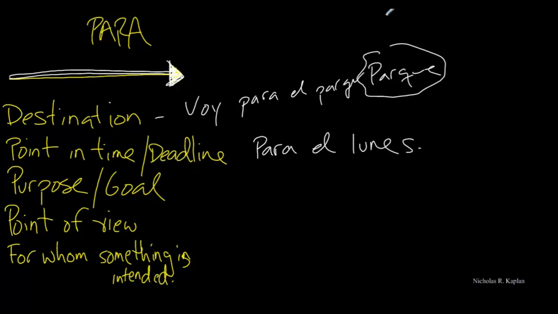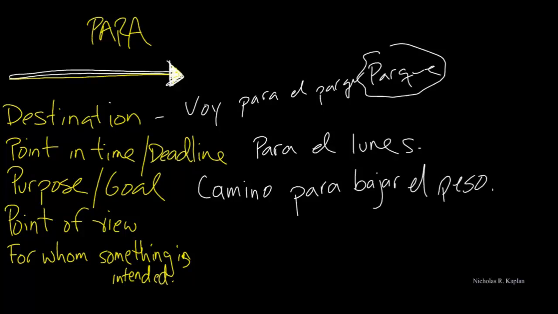So a purpose or a goal. So I'm walking to this park and I could say I walk para in order to lose weight. So my goal for doing this is to lose weight. And many times when we have para plus an infinitive, which is our base word, we can translate that as in order to. So in order to lose.